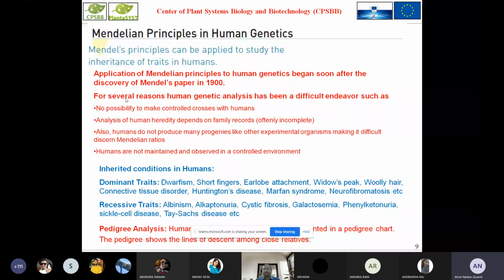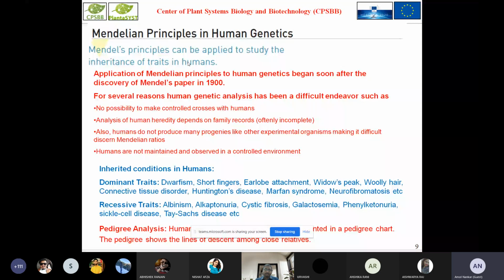So basically, when the Mendelian principles were rediscovered in 1900, that's where people started to think whether these Mendelian principles can be used in human genetics. There are several reasons that we cannot really apply Mendelian principles as simply as in plants. The reason is that there is no possibility to make controlled crosses with humans.